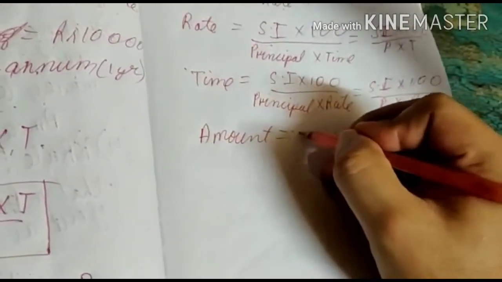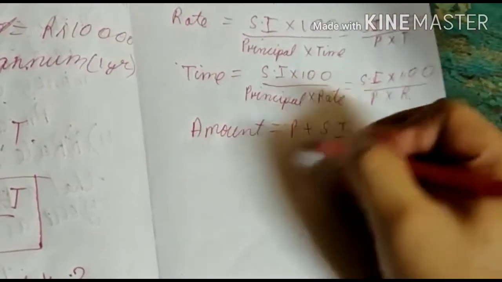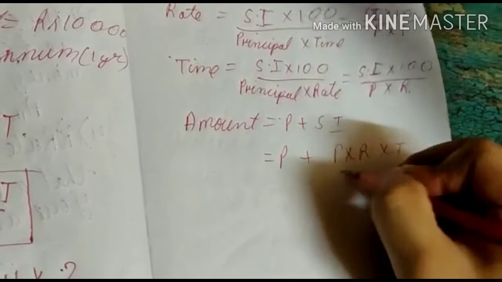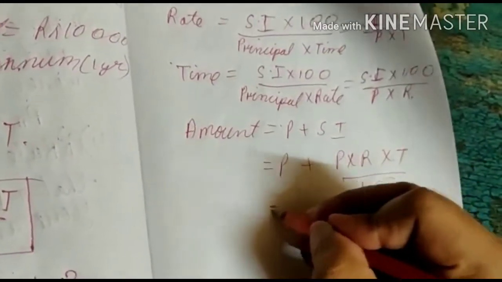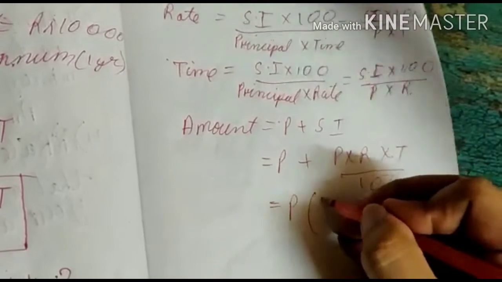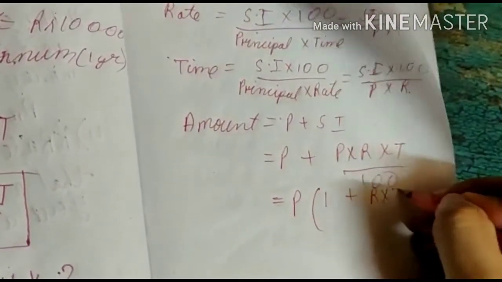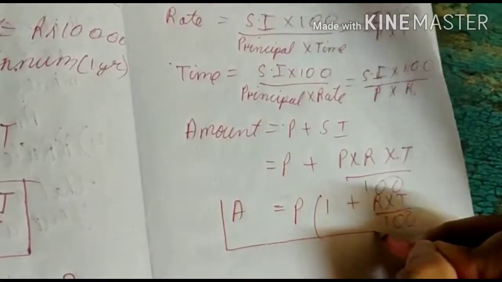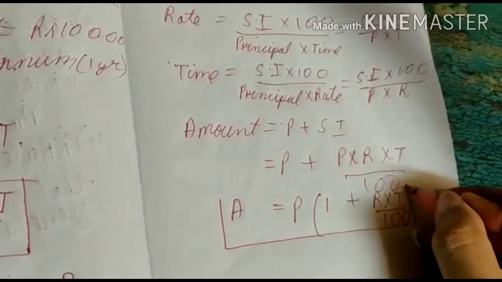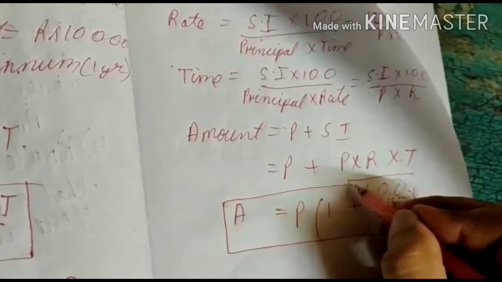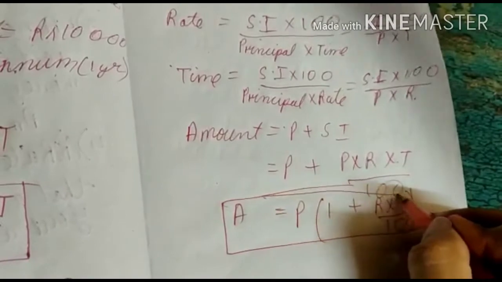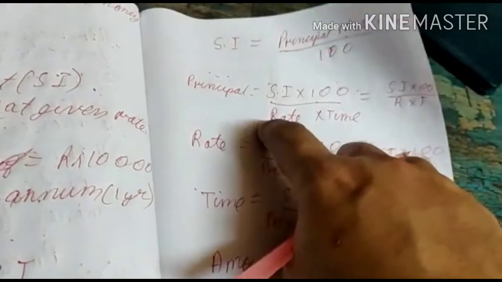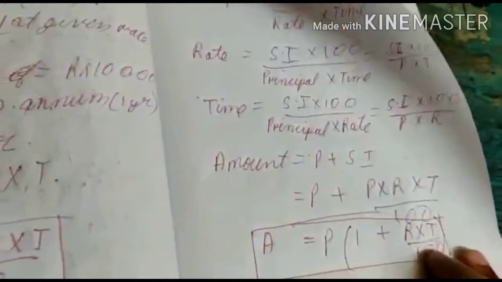And one more formula we got is for amount. Amount is equal to P plus SI. Here P plus SI can be written as P plus P into R into T upon 100. If you see, P is common here, taking P as common means principal into 1 plus R into T upon 100 is equal to amount. This is the formula for amount, this is for time, this is for rate, this is for principal, and this is for simple interest. We got a few formulas for it.